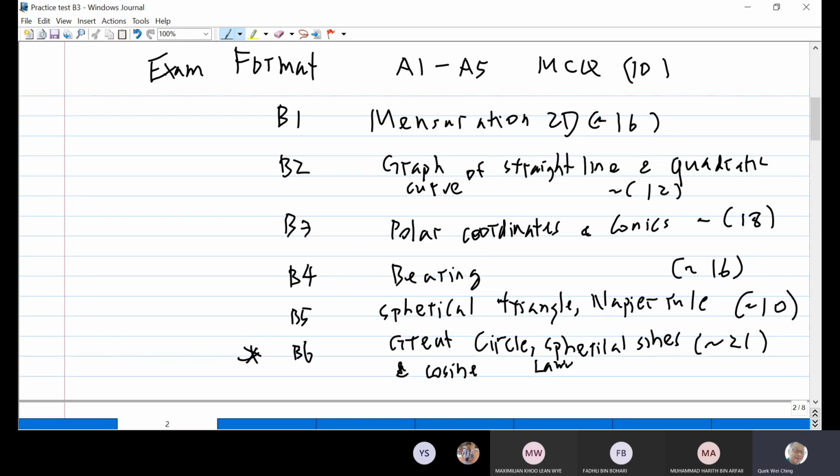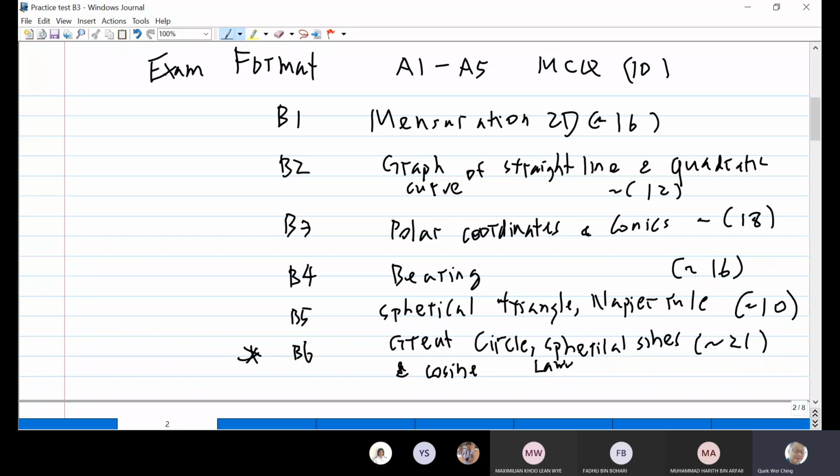So make sure that you understand all the circle, square, 2D objects, and how to find all these formulas. Then B2 is usually the graph of a straight line and quadratic curve. You have to draw the graph. I think this is around 12 marks. Then B3 is polar coordinates and conics. We need part A and part B, where polar coordinates is one part.